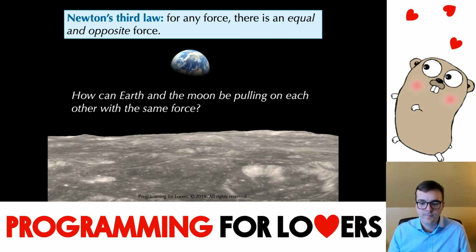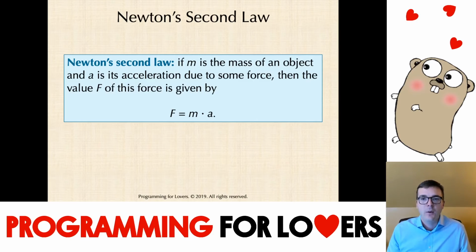And the reason how we can kind of get through this conundrum is to look at Newton's second law, make sure we don't skip one, which states that if you have a mass of an object, m, and its acceleration a due to some force, then the value of that force is just F equals m times a, meaning that force and acceleration are inherently tied to each other. If we know the mass, then acceleration is just the byproduct of force.